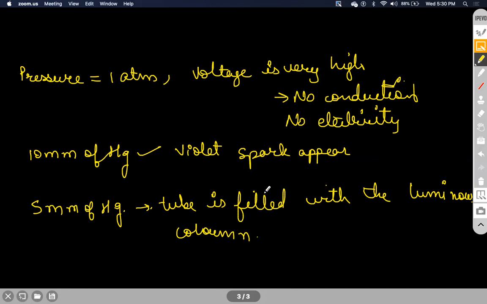That luminous column is the positive column, and the color of the light depends on the nature of the gas in the tube. Fine, so as I am writing here, violet color or anything else depends on which gas you have taken. Let's say for normal air, the color will be reddish. Bright red for the neon gas.